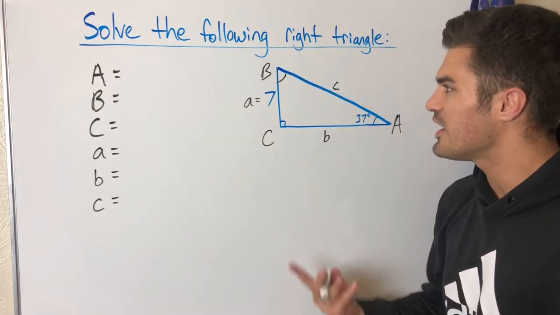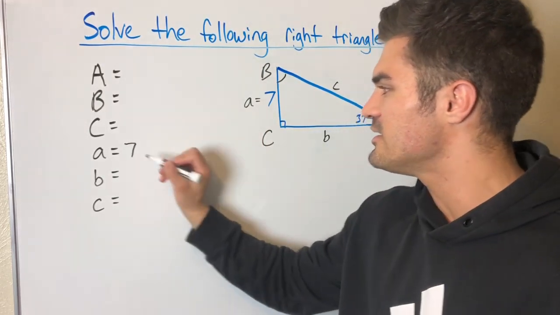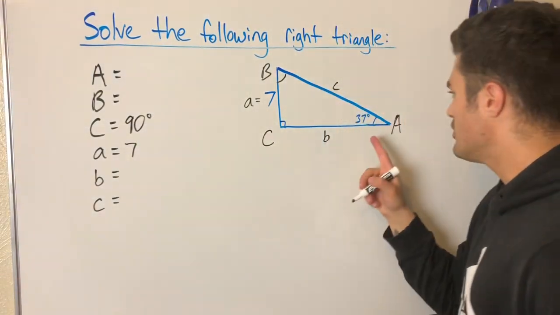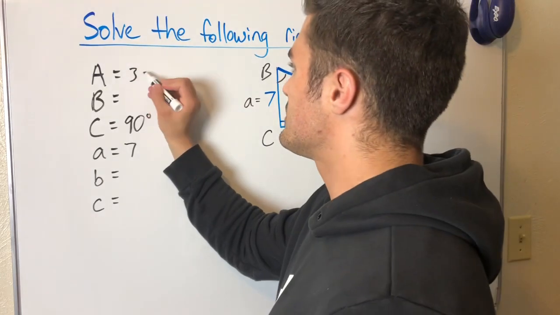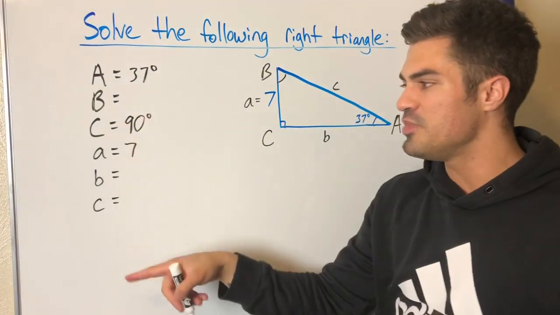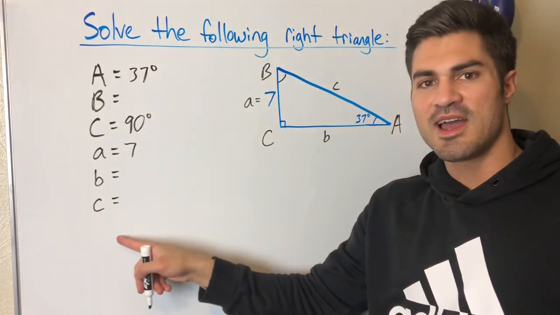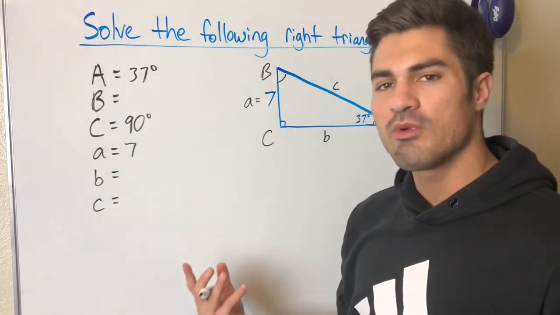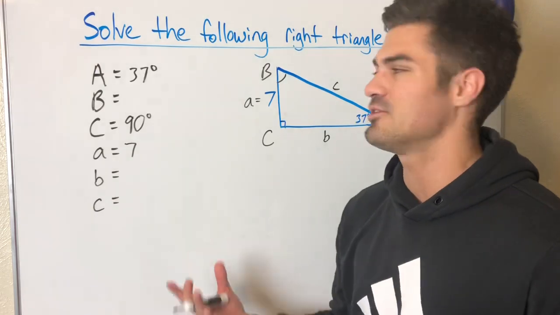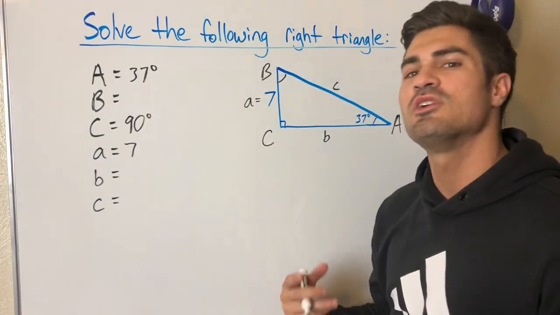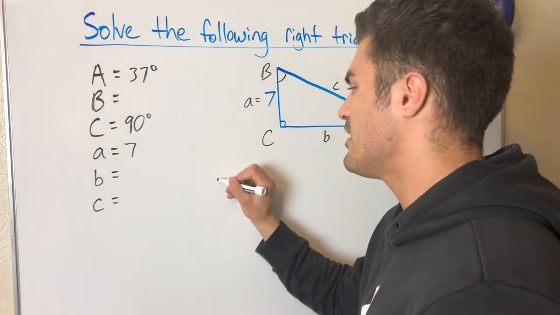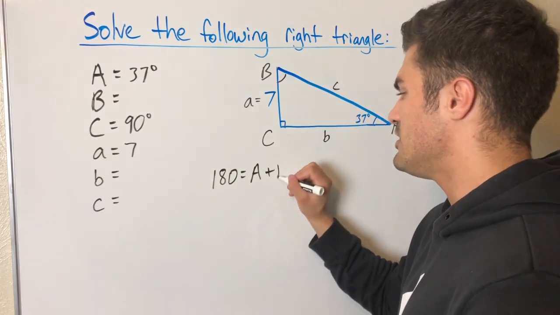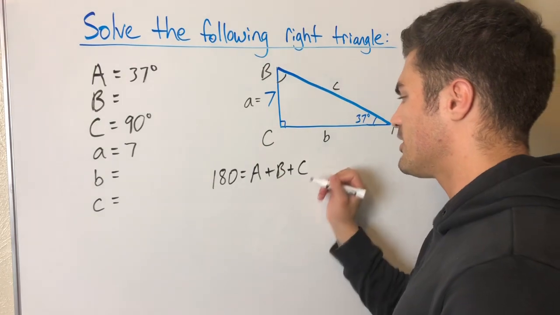So what do I need to find? Well, I know side a is 7. I know C is 90 degrees. I know A is 37 degrees. So I need to find angle B as well as side b and side c. So how can I find angle B? Let's think about this. What do I know about a right triangle, or all triangles? That all three angles of the triangle add up to 180. So I have 180 equals A plus B plus C. This is true for all triangles.